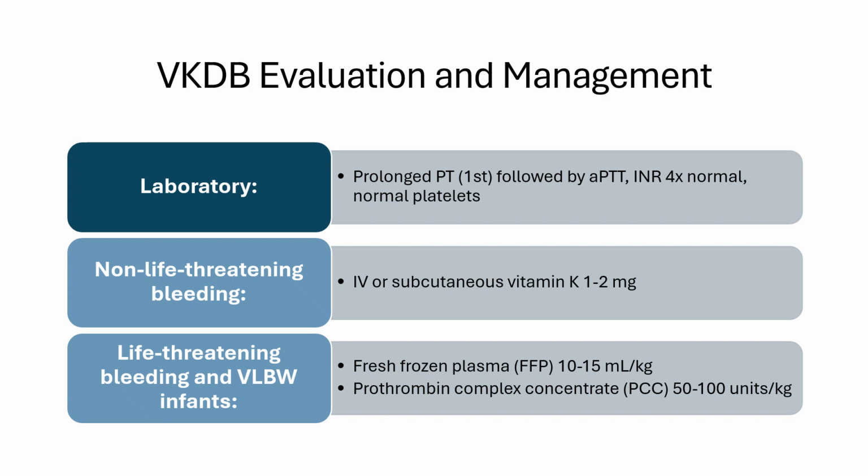Life-threatening bleeding demands aggressive intervention. Fresh frozen plasma at 15 to 20 milliliters per kilogram provides immediate factor replacement. We combine this with intravenous vitamin K, understanding that vitamin K alone requires 4 to 6 hours for factor synthesis. Some centers add prothrombin complex concentrates at 50 to 100 units per kilogram for severe intracranial hemorrhage, though pediatric experience remains limited. The key management principle involves simultaneous factor replacement and vitamin K administration. Factor products provide immediate hemostasis, while vitamin K ensures sustained correction.